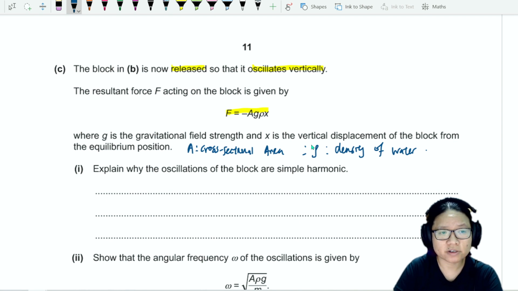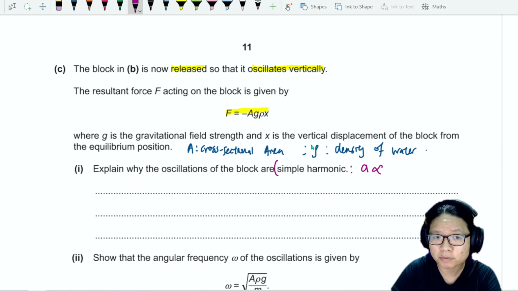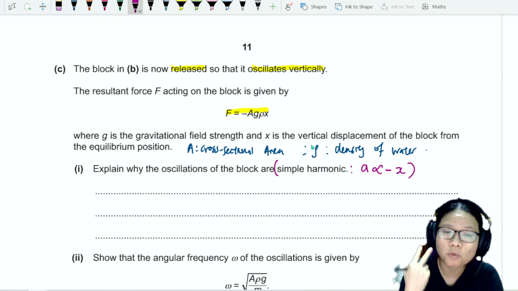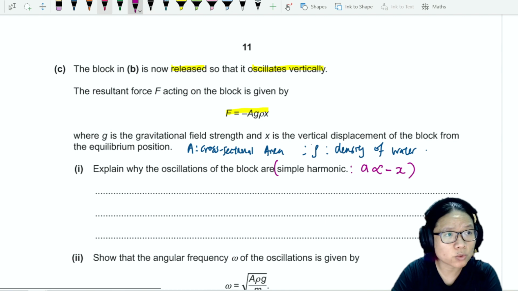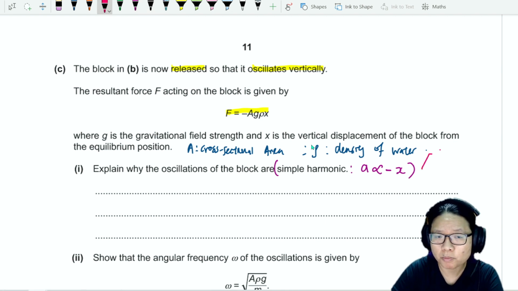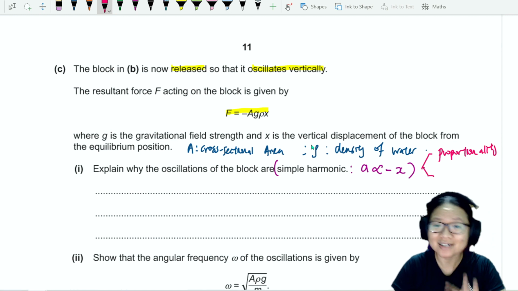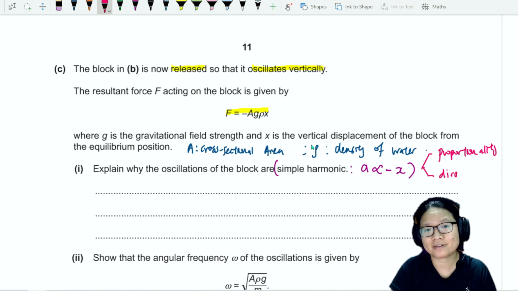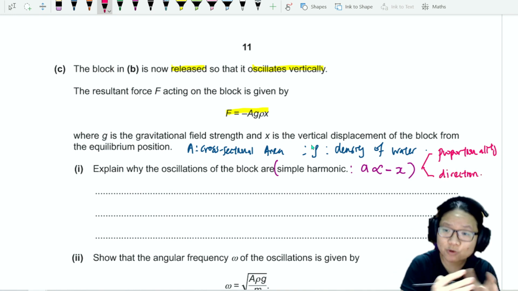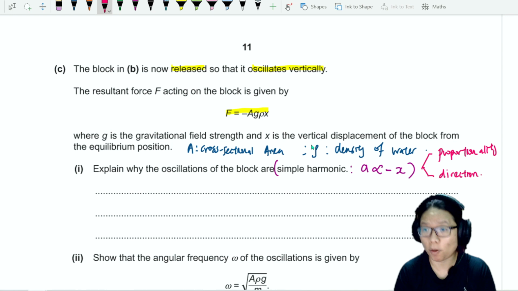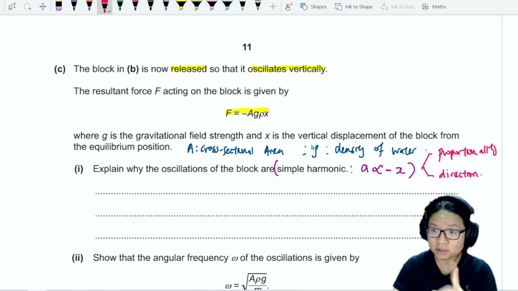First things first, if you want to explain something is simple harmonic, recall that the definition says that acceleration must be proportional to negative displacement. So there are two things that you must talk about. The first one, you have to mention the proportionality relationship. And the second one you have to mention is the direction, the fact that acceleration and displacement are opposite. Please make sure you mention these two.